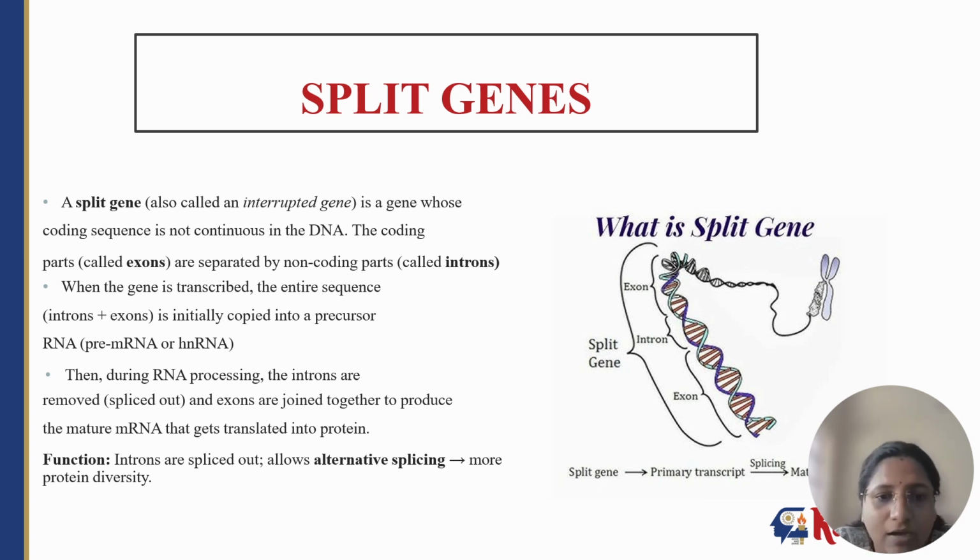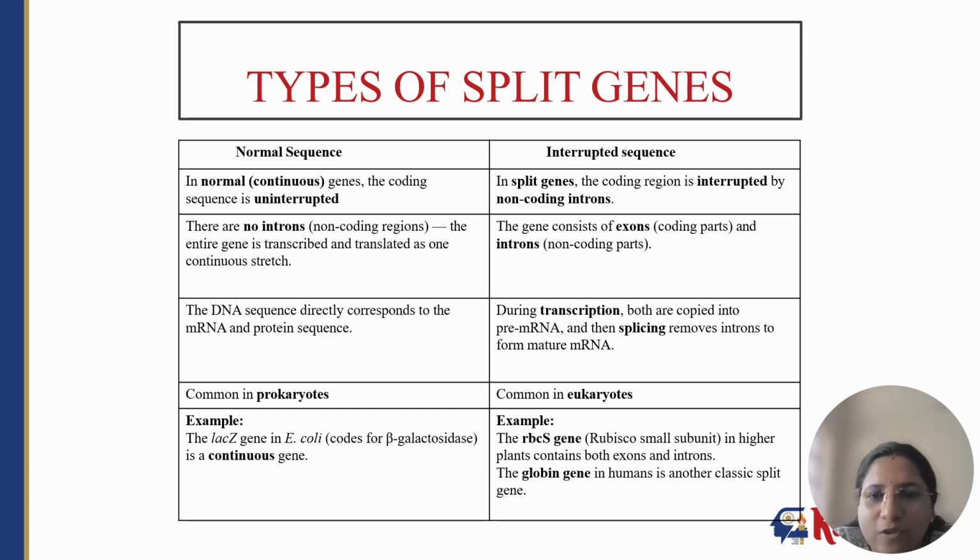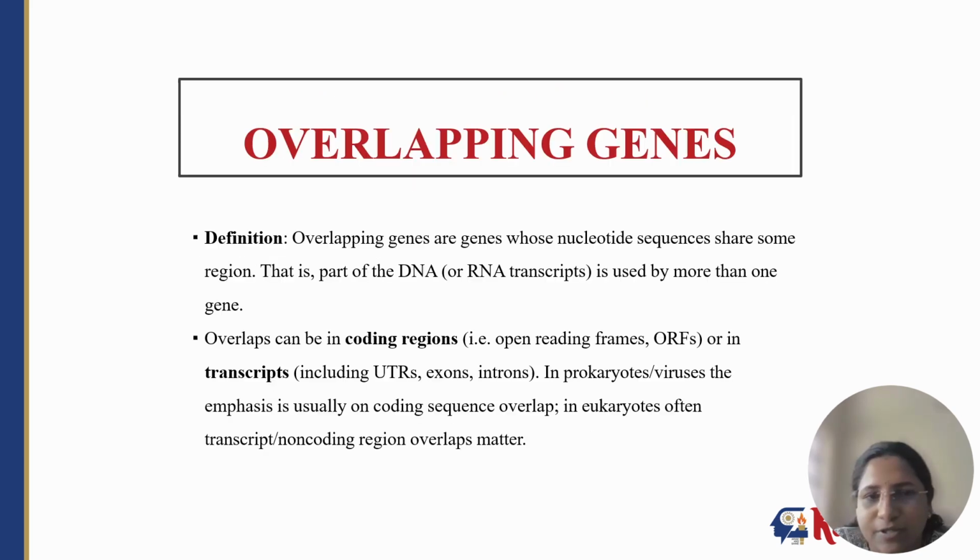Then during RNA processing, the introns are removed, that is spliced out, and the exons are joined together to produce a mature mRNA that gets translated into a protein. This splicing can function as alternative splicing, which gives more protein diversity. There are types of split genes based on the normal sequence as well as the interrupted sequence.